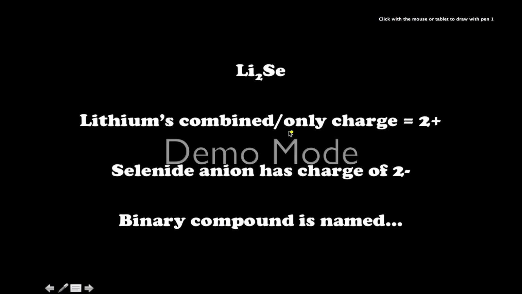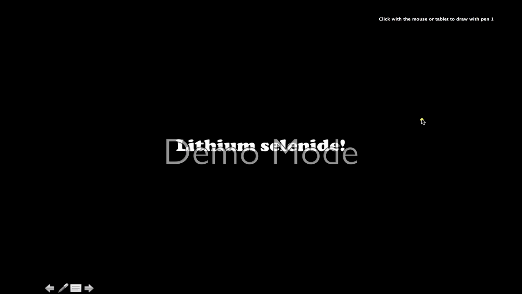Our final example is Li2Se. This contains 2 lithium cations and 1 selenide anion. Lithium's combined and only charge would be 2+, and the selenide anion has a charge of 2-. Therefore, this binary compound is simply named lithium selenide.